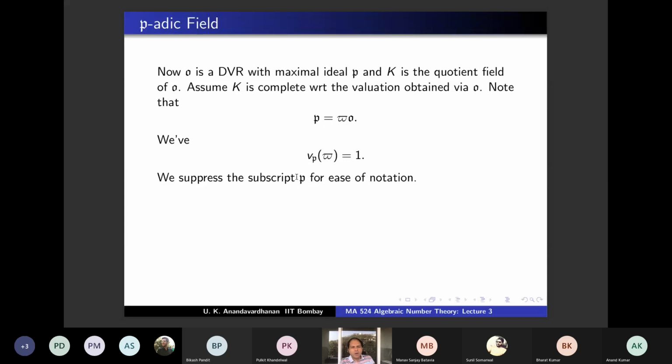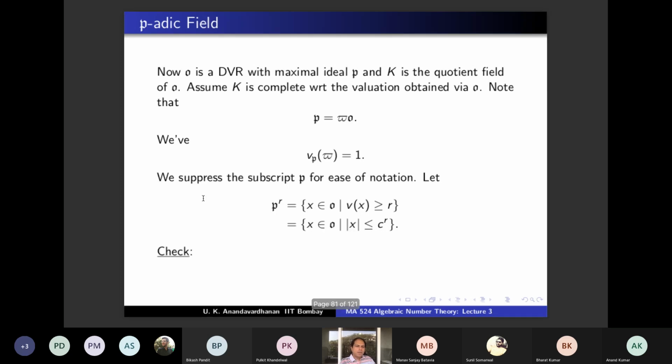I will not write the subscript P always. I will just write the valuation of pi, because we have fixed this; there is only one P, and I will not write it always, for ease of notation. So define P to the power r to be all those x in O such that the valuation is bigger than or equal to r. So P is valuation bigger than or equal to 1, P squared is valuation bigger than or equal to 2. If you don't like the valuation notation but like the absolute value, then that means x in O such that the absolute value of x is less than or equal to c to the power r, where c is that fixed number. You fix a valuation. Agree? So define it like this.